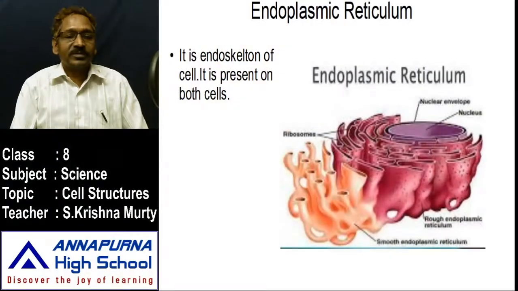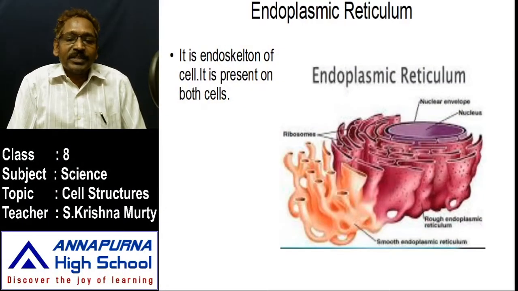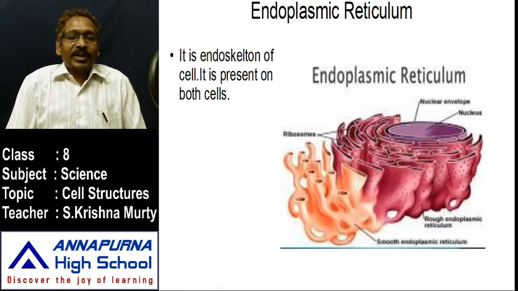In the earlier class we learnt about the endoplasmic reticulum. Once again, listen about that. The endoplasmic reticulum is the third membrane of the animal cell and the fourth membrane of the plant cell, because the cell wall and the plasma membrane come before it; this is another membrane.